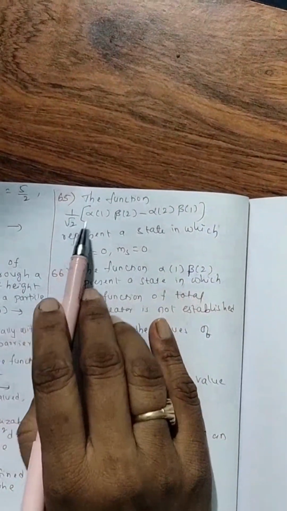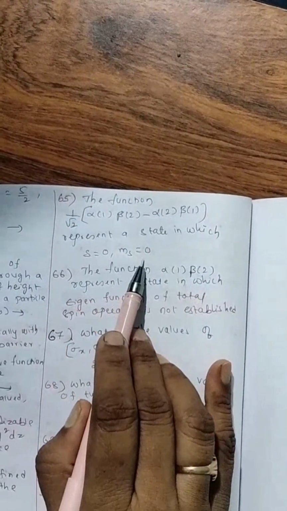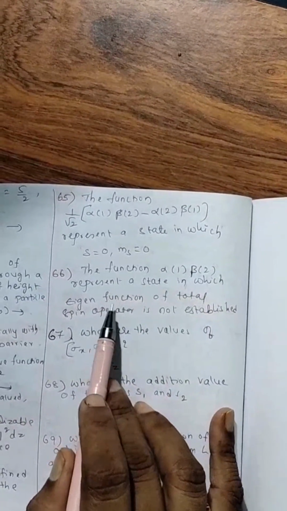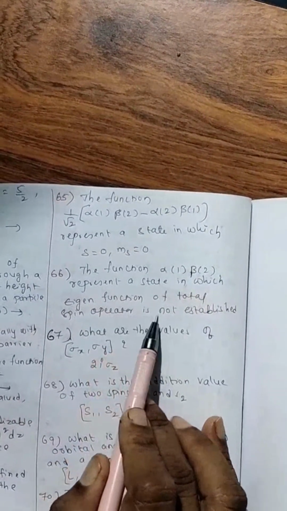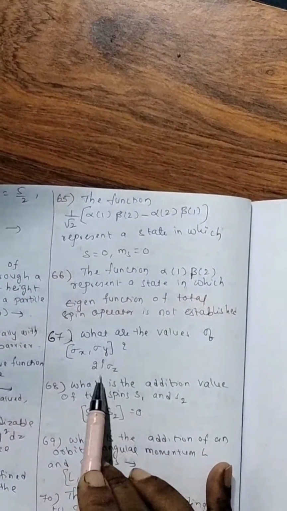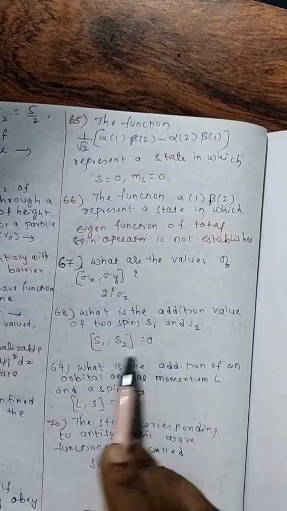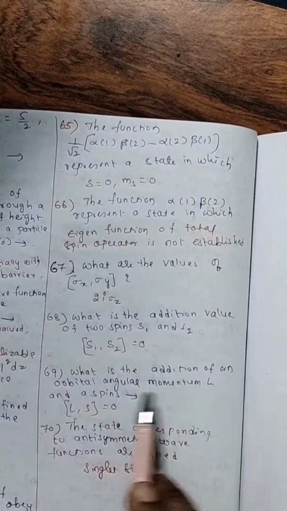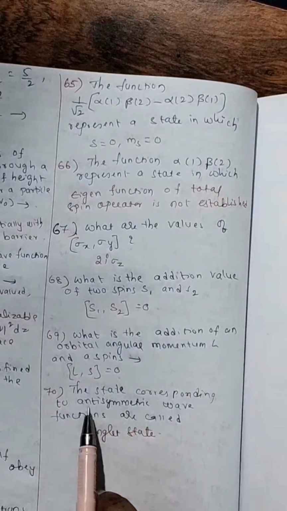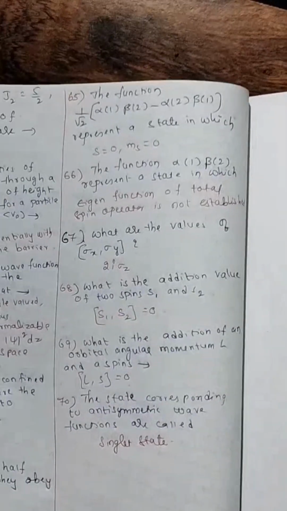the function 1 by root 2 (alpha 1 beta 2 minus alpha 2 beta 1) represents S equal to 0, Ms equal to 0. The function alpha 1 beta 2 represents the state in which the eigenfunction of total spin operator is not established. What are the values of sigma x, sigma y, 2i, sigma z? What is the addition value of 2 spins S1 and S2? 0. Now what is the addition of orbital angular momentum and 2 spins? 0. The state corresponding to antisymmetric wave functions is called the singlet state.